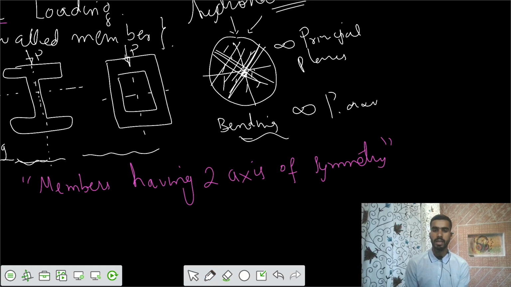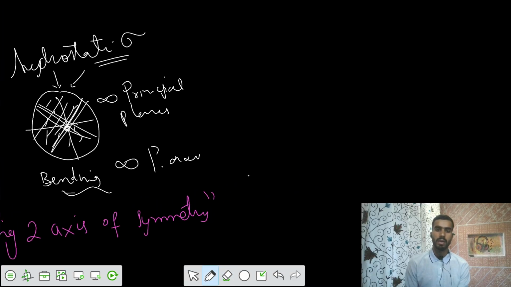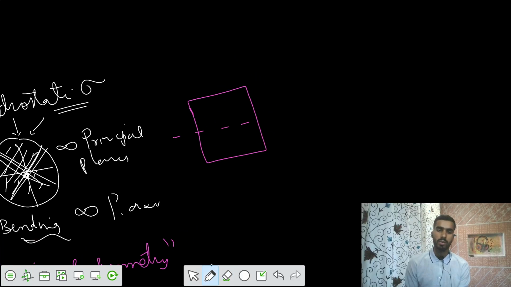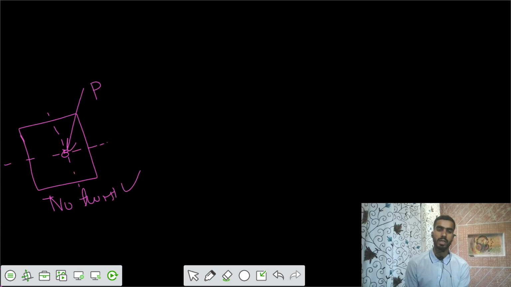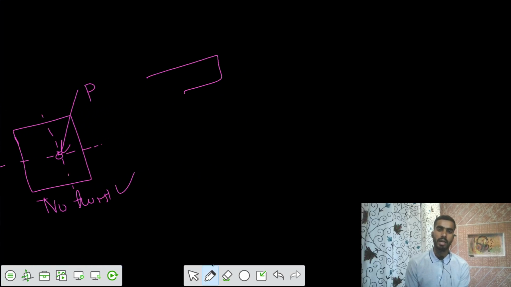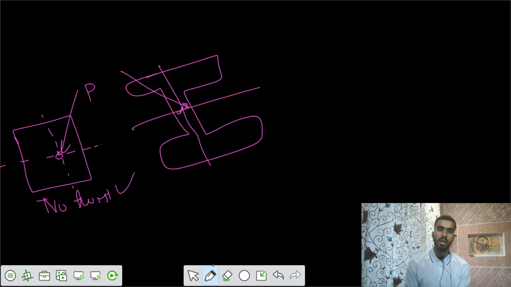Now one more thing: if the load was such that it was passing through the center of gravity, the CG, let's say the load was applied and it was passing through the CG, there is again no twisting. Only bending is there, no twisting. Similarly, you have this I section, and there are two axes of symmetry. If the load passes through the CG, the center of gravity of that section, there is still no twisting.